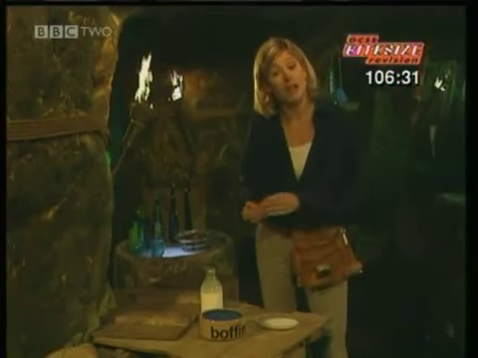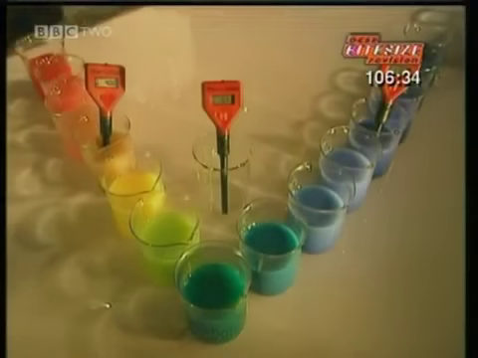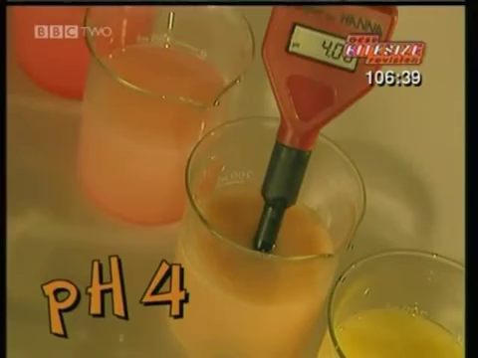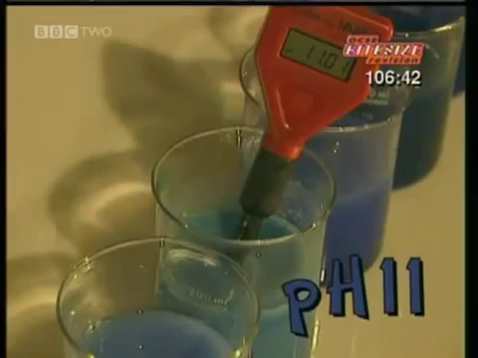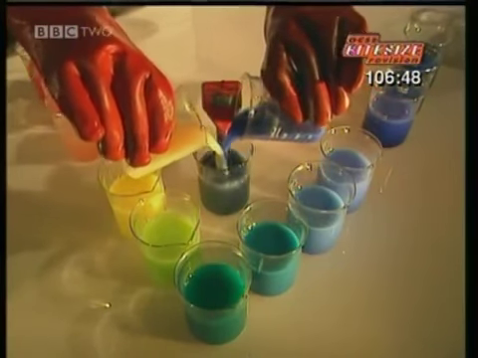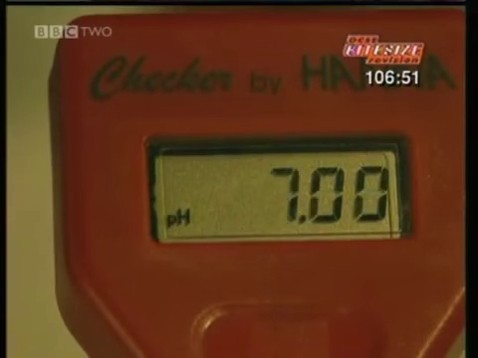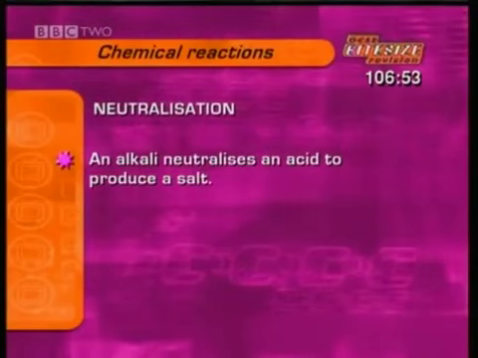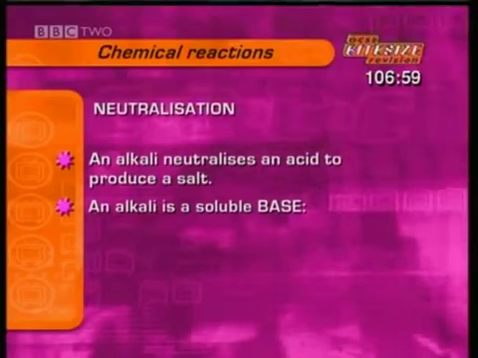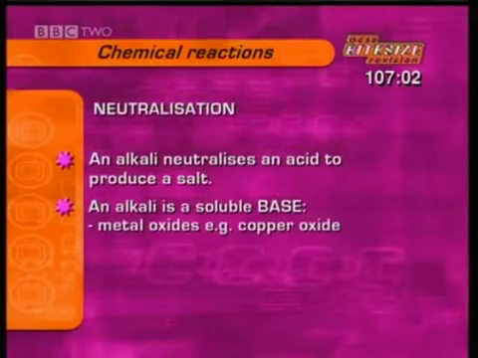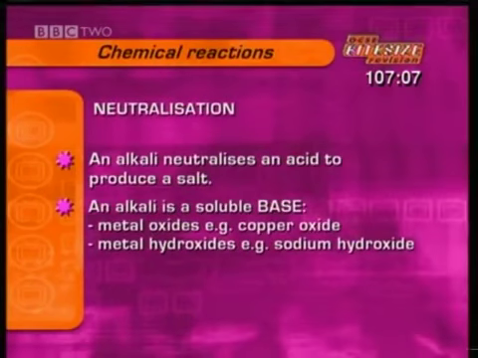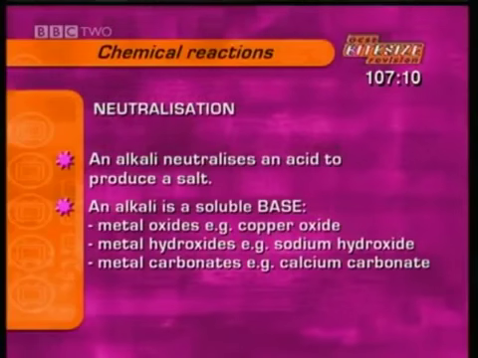If an acid reacts with an alkali, a number of things can happen depending on the two you're mixing together. And one useful one is when you mix the right amount of acid, this one has a pH of 4, with the right amount of alkali, this has a pH of 11. The acid and the alkali neutralize each other. An alkali neutralizes an acid to produce a salt. An alkali is a soluble base. Examples of bases are metal oxides such as copper oxide, metal hydroxides such as sodium hydroxide, and metal carbonates such as calcium carbonate.